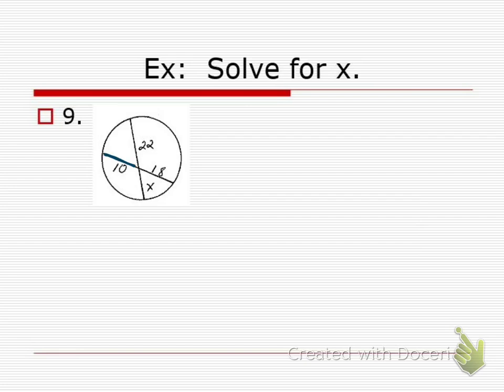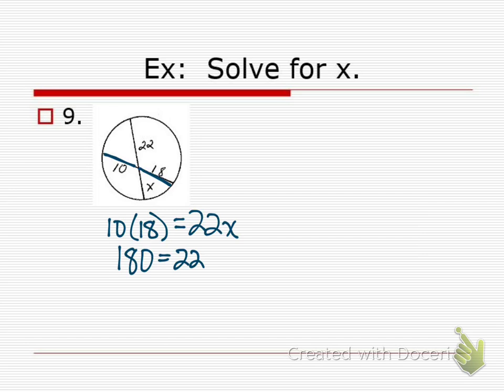10 gets multiplied by 18. 10 times 18. What's going on the other side? 22 times x. 10 times 18 is 180 equals 22x. Last step. Divide by 22. What do we get for x?